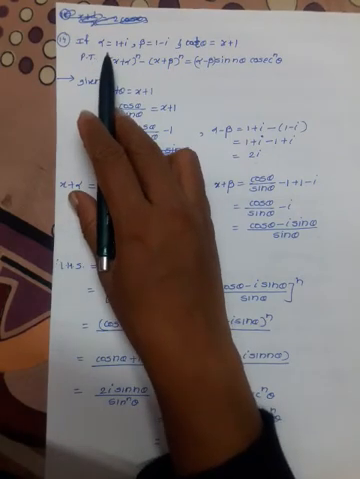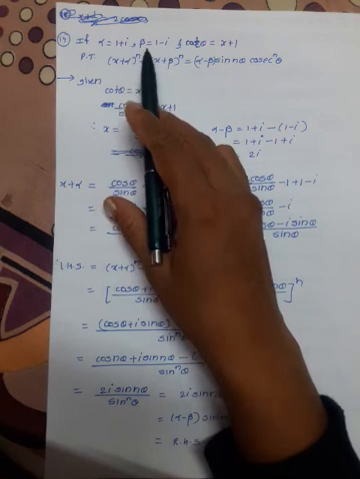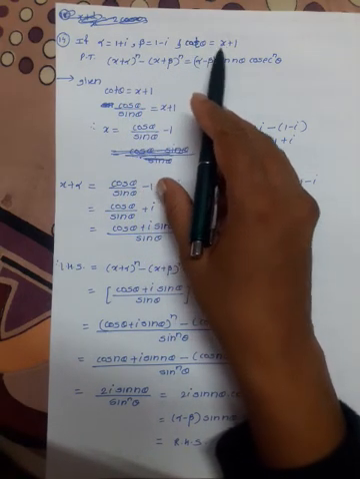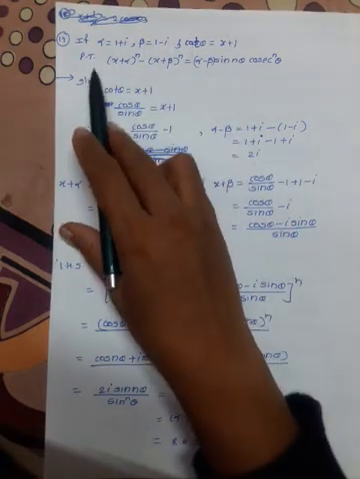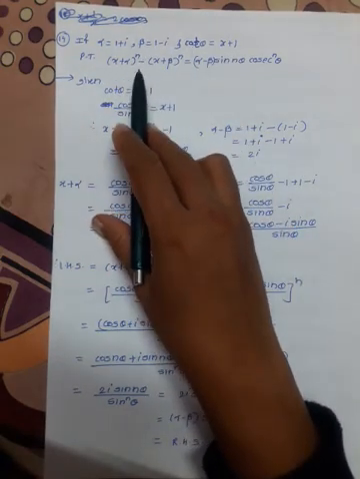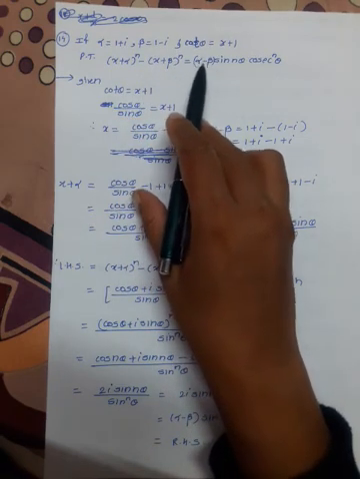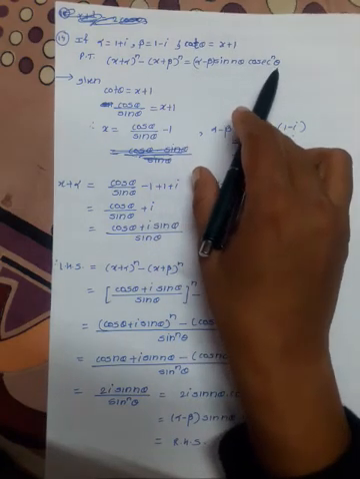If alpha is given as 1 plus i, beta is given as 1 minus i, and cot theta is given equal to x plus 1, these three things are given. We have to prove that (x plus alpha) raised to n minus (x plus beta) raised to n is equal to (alpha minus beta) sin n theta into cosec raised to n theta.